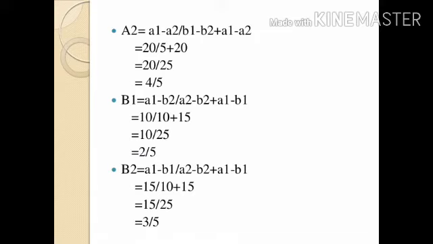B1 is equal to A1 minus B2 divided by A2 minus B2 plus A1 minus B1. By substituting A1, A2, B1, B2 and doing the calculation, we get the value of B1 is 2 by 5. B2 is equal to A1 minus B1 divided by A2 minus B2 plus A1 minus B1. By substituting and doing the calculations, we get the value of B2 is 3 by 5.